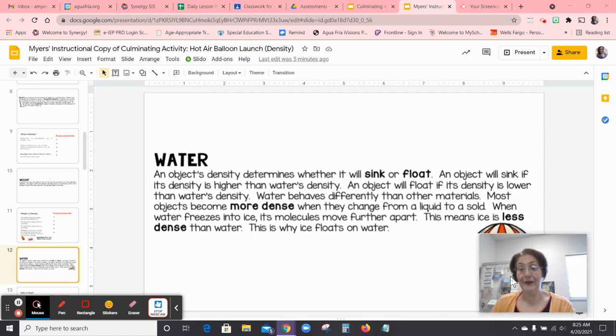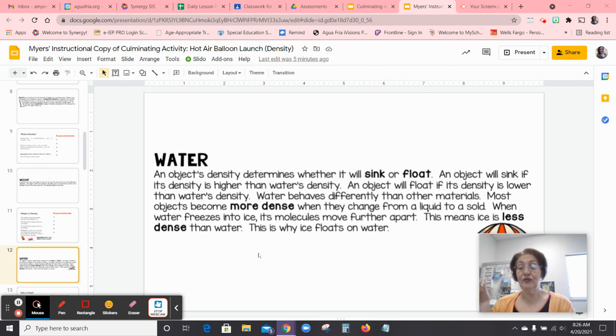All right, water. An object's density determines whether it will sink or float. So we're going to do some experiments of sinking and floating things. An object will sink if its density is higher than the water's density. Remember how we talked about how solid things have a lot of molecules in a really small space and they're really tight together, and how liquids have not quite as many molecules and they're spaced out a little bit more? Well, that's why, because of density.